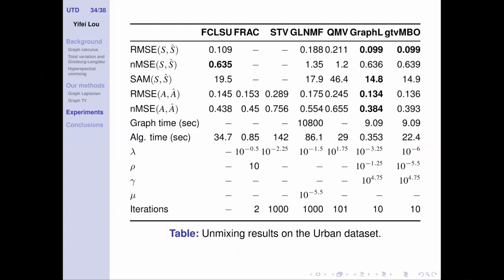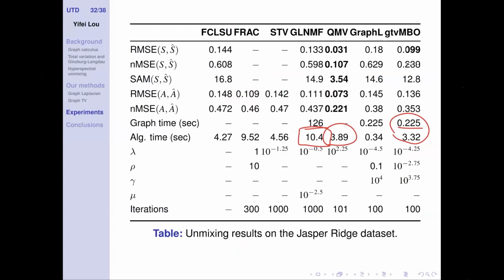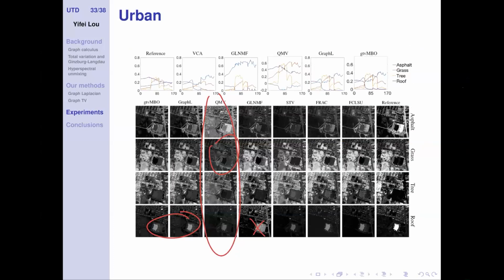For the quantitative measure, as you can see, graph Laplacian is actually the best method, because this data does not have too many fine details, so graph TV does not show advantages over graph Laplacian. And visually, I think graph Laplacian is indeed the best across all those methods.